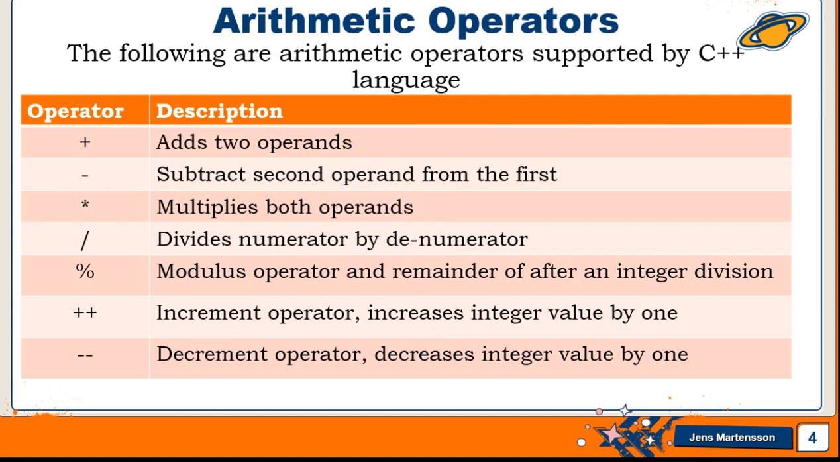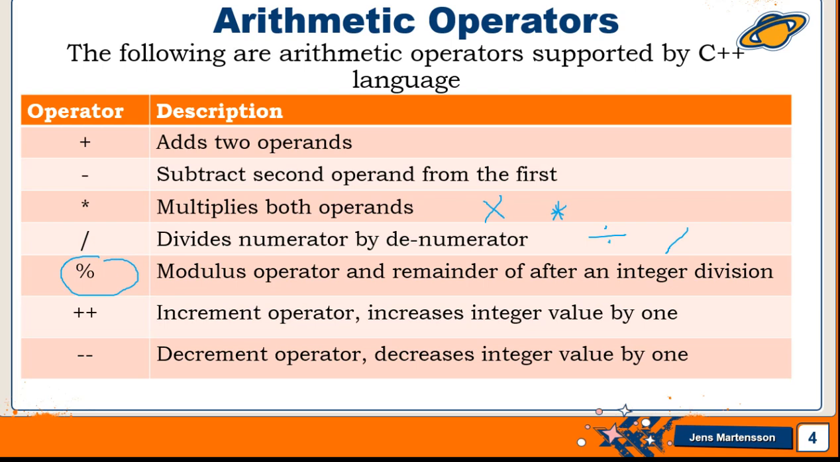Then we have multiplication and division. Remember that in C++ we don't use the usual multiplication symbol. We use the asterisk. So if we want to multiply, it's the asterisk that we use. We also don't use the usual division symbol; we use the slash for division. And then we have the modulo, or the percentage sign.